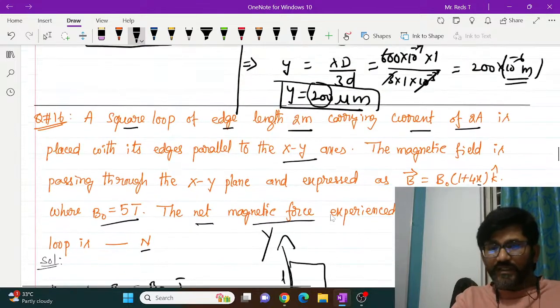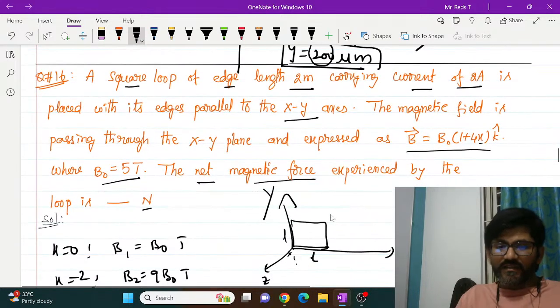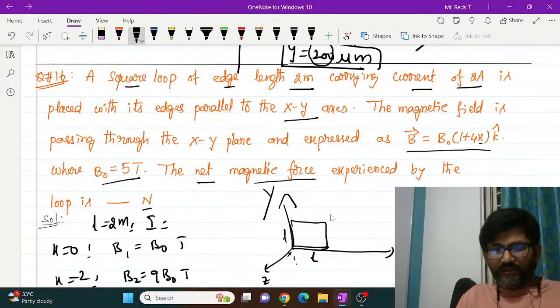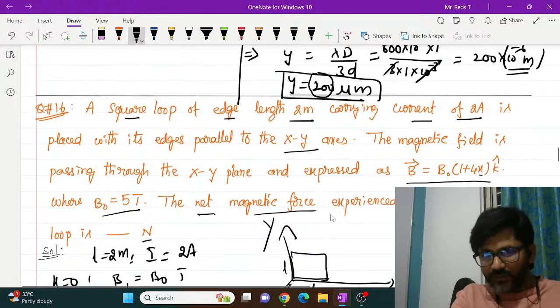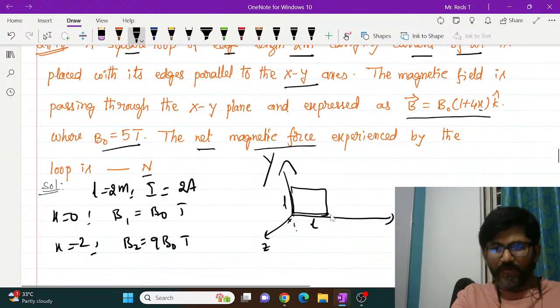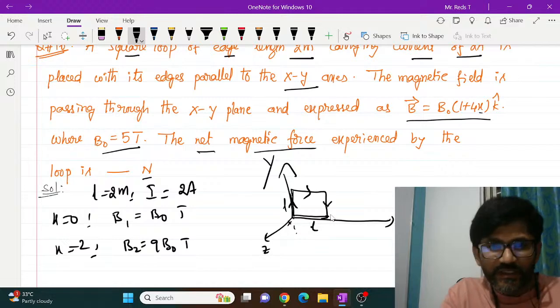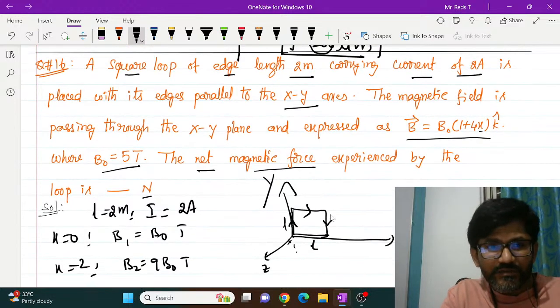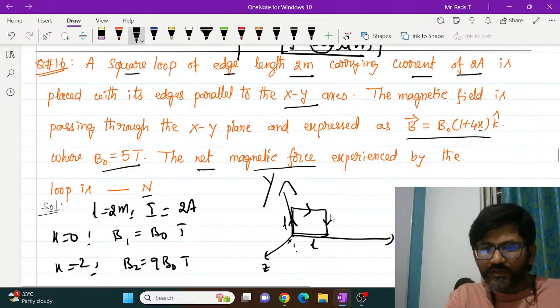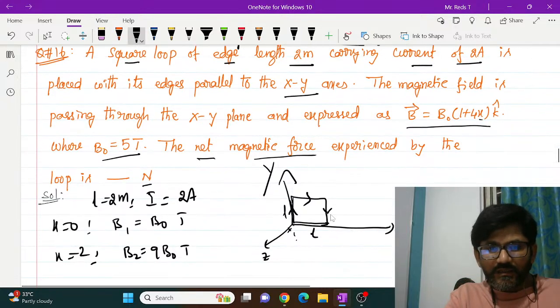Here again one more thing is given: the length is L equal to 2 meter and a current of I equal to 2 ampere is flowing. Yes, 2 ampere is flowing in this, and you can consider any direction, of course. Nothing is specifically mentioned as shown in a figure. The magnetic field is passing through the xy plane.